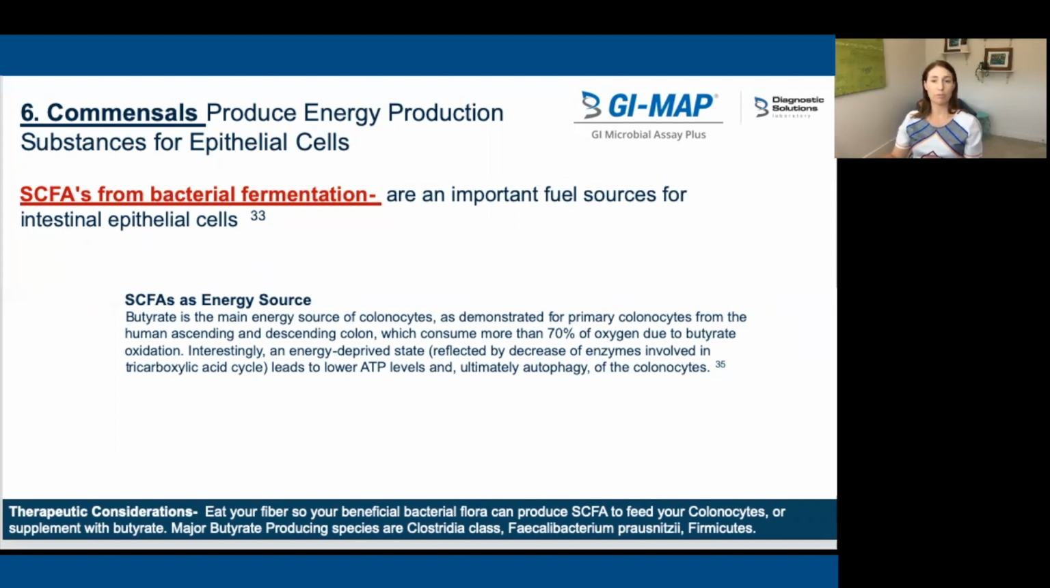One is just eat your fiber, feed those beneficial bacterial flora so that they can produce those short chain fatty acids to feed your colonocytes. The other thing you may want to consider is supplementing with butyrate, especially if your major butyrate producing species are deficient. Just some insight: Clostridia, Faecalibacterium prausnitzii, and Firmicutes are all major butyrate producers. If you're seeing those low on the GI MAP, give your patient some butyrate until we can get those strains to a healthier population size, so that we are feeding those colonocytes the nutrients they need to have the energy they need to survive.